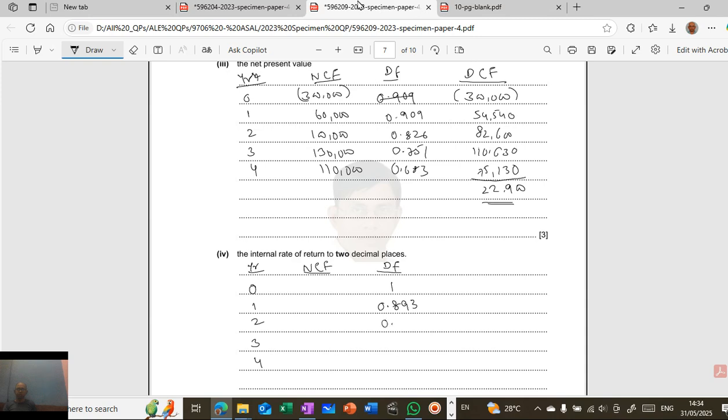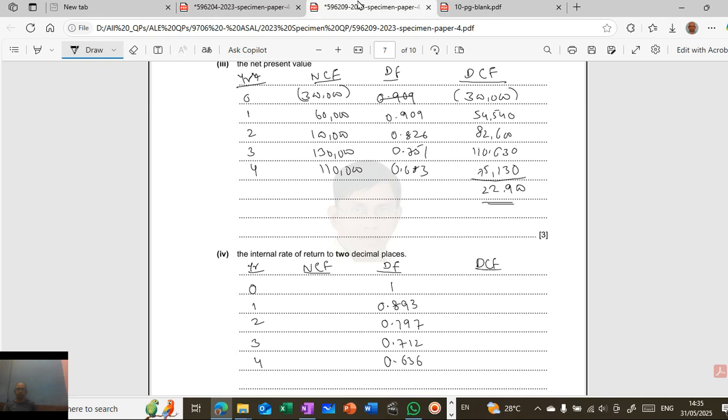Then 0.797, then 0.712, 0.711 or 0.712, and then 0.636. So now we take the discounted cash flow.